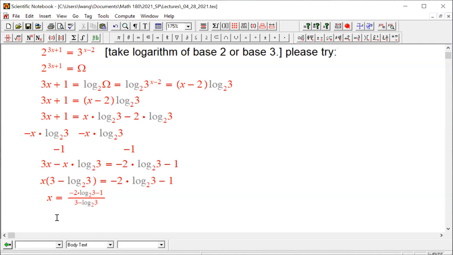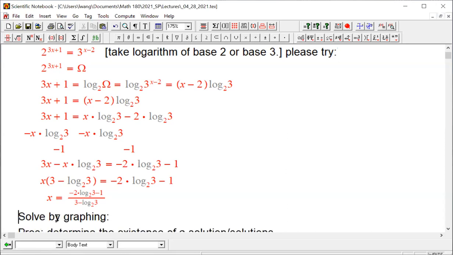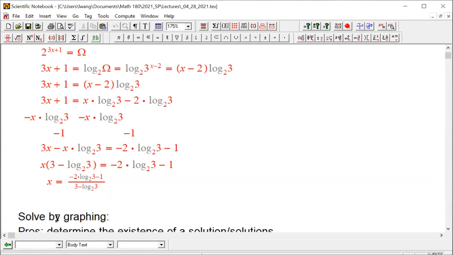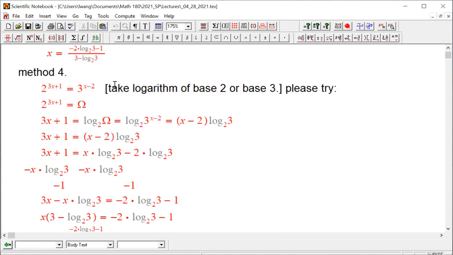Any one of you have tried using base 3? Anybody tried using base 3? Okay, so how about I show you using base 3? You're gonna find that these methods are similar in nature.